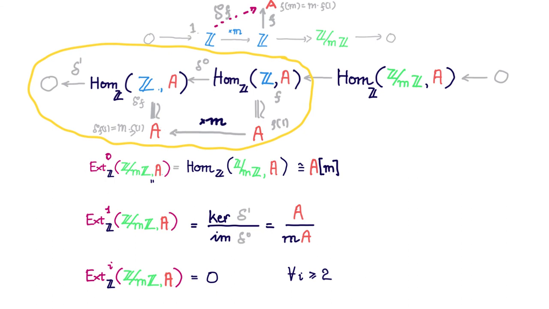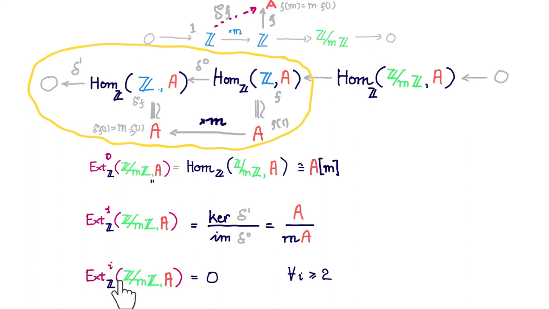Thus, the first cohomology group of this cochain complex is just the kernel of this first coboundary map, which is A, quotient now by the image of this coboundary map, which is just mA. Thus, we have found all of the cohomology groups of this cochain complex, and hence all of these Ext groups.